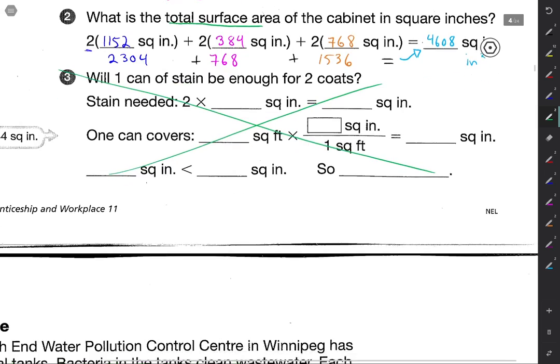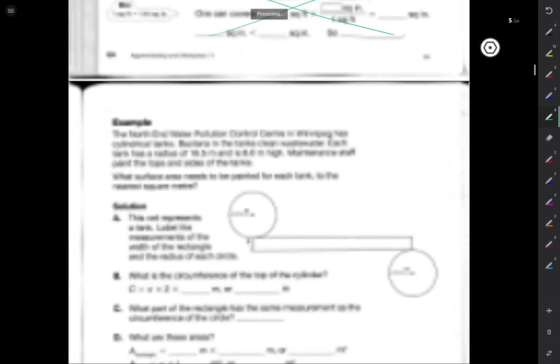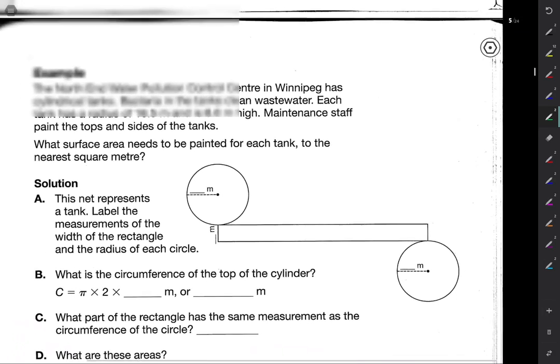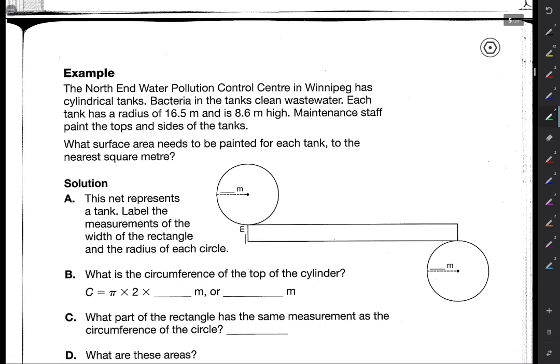So now let's look at an example with a cylinder. So like I showed you at the very start there, we have 2 circles and we have a big rectangle. And if we were to make this into a 3D object, it would be a cylinder. So the North End Water Pollution Control Center in Winnipeg has cylindrical tanks. Bacteria in the tanks clean wastewater. Each tank has a radius of 16.5 meters and is 8.6 meters high.